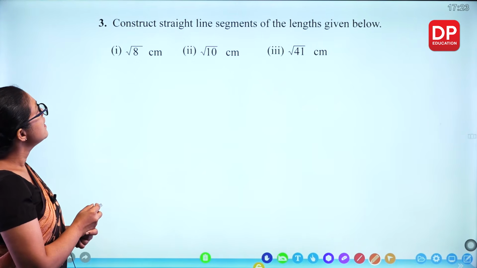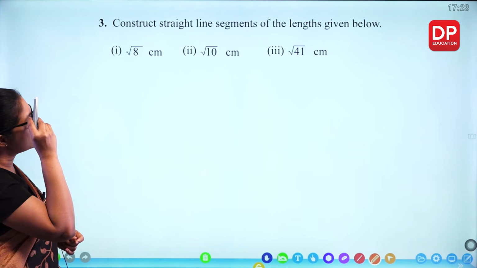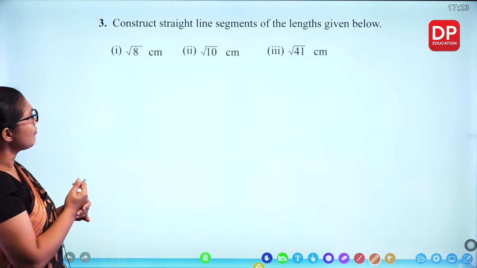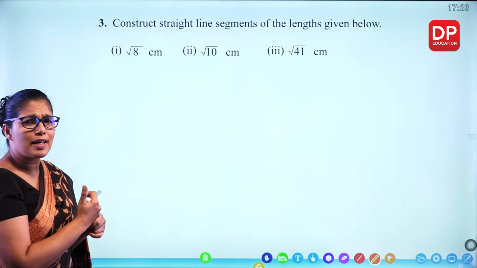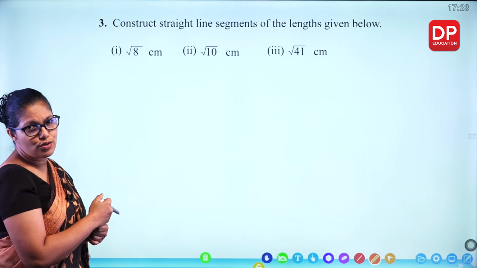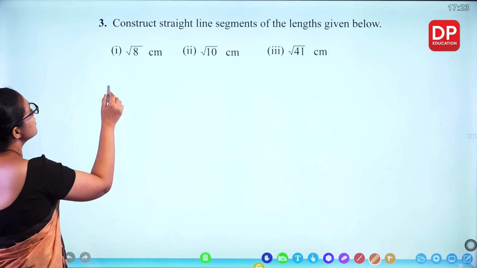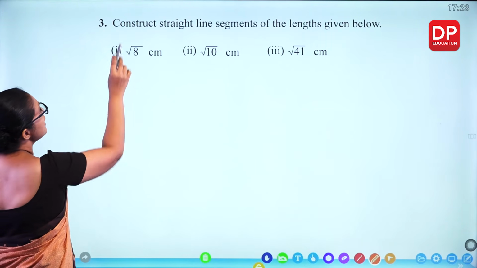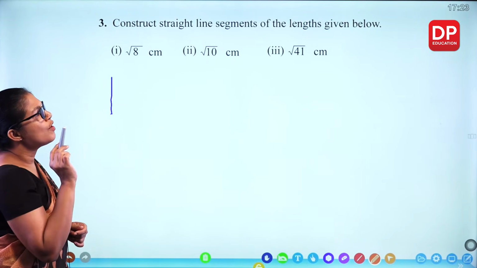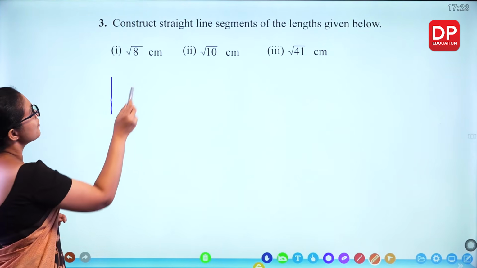Question number 3. Construct straight line segments of the lengths given below. So this is like Archimedes spiral. So root 8 we need to find out. How can we get root 8? Here we don't need to measure the length, so you don't need to draw it accurately.